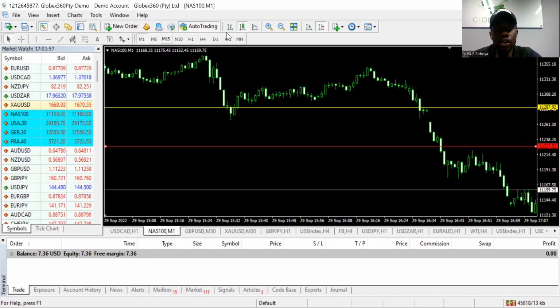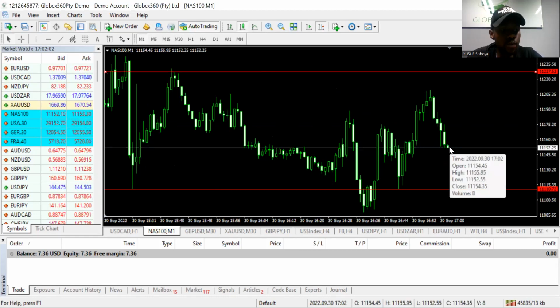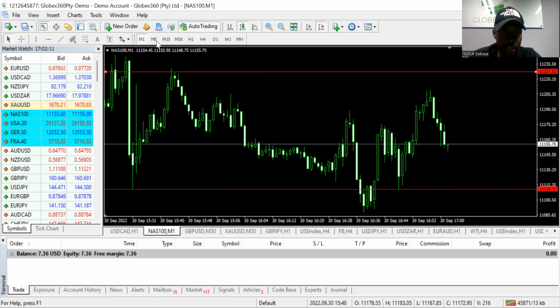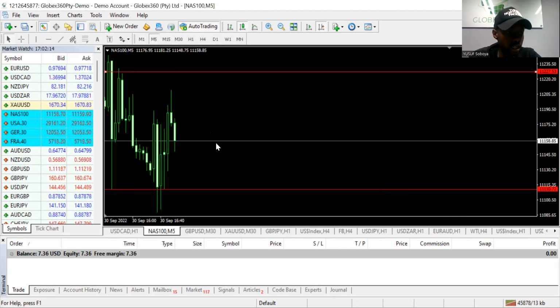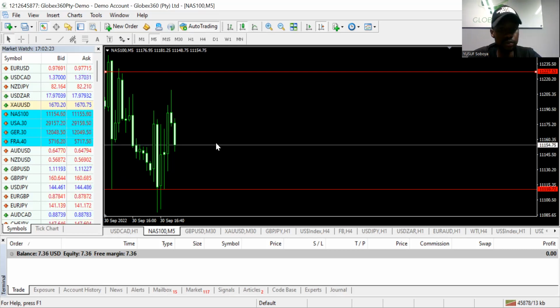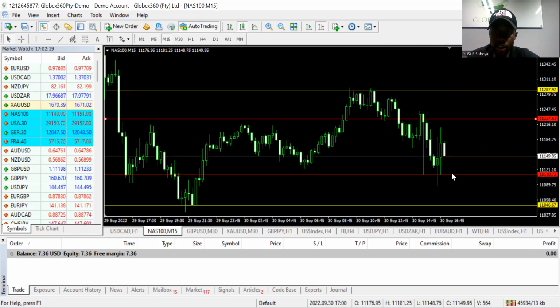So you can look at the market on a one minute chart, for example. What it means is each and every single minute, there will be a new candlestick formed, right? After a minute, there'll be another candlestick. Five minutes, the same thing. Each and every time, there'll be a new candlestick formed. 15 minutes, the same thing. After 15 minutes, there'll be a new candlestick formed.